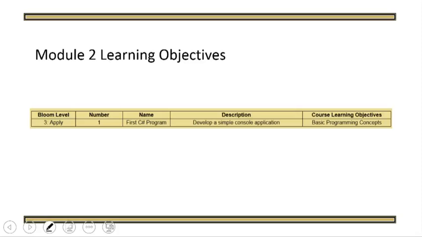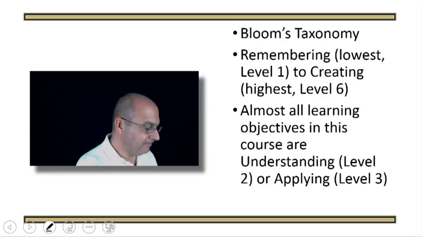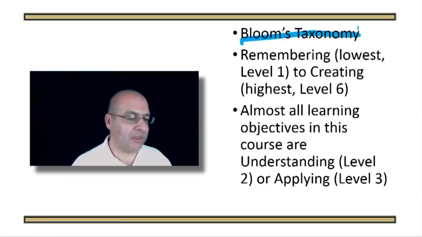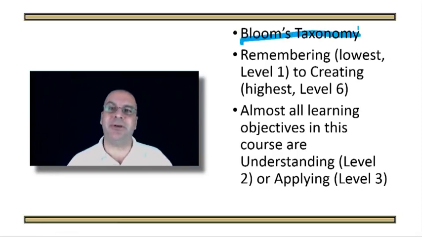Now, you'll notice on the very far left, there's a column called Bloom Level, and this particular one is Bloom Level 3 for Apply. So let's talk about Bloom for a moment. Bloom's taxonomy is all about different levels of learning, and the lowest level is remembering. That's called level 1, and it's just about can you memorize facts and sort of parrot those back when the time comes, all the way to the highest level, which is creating.